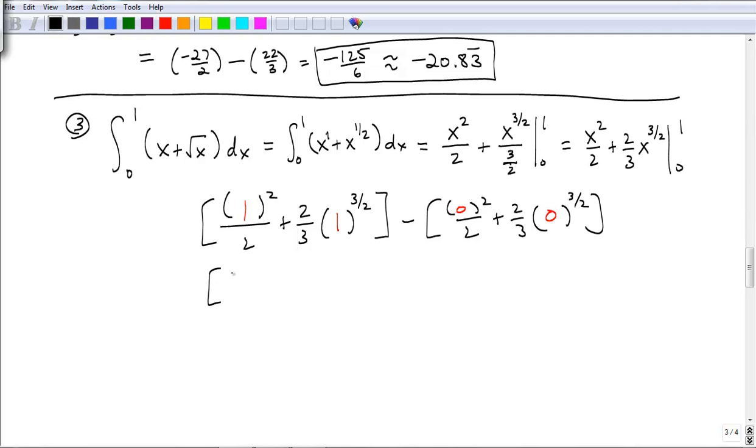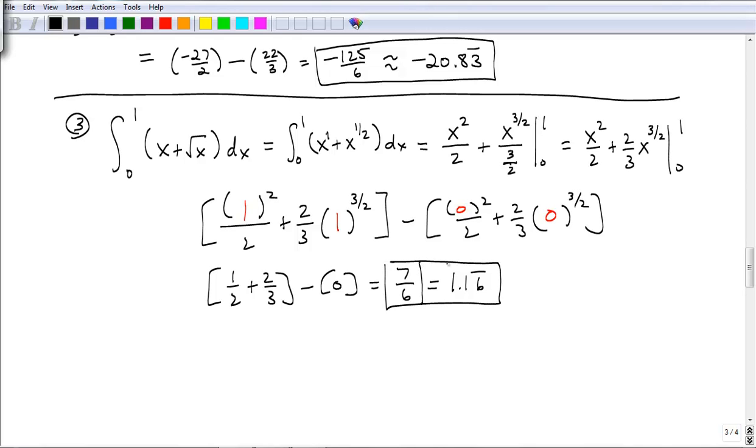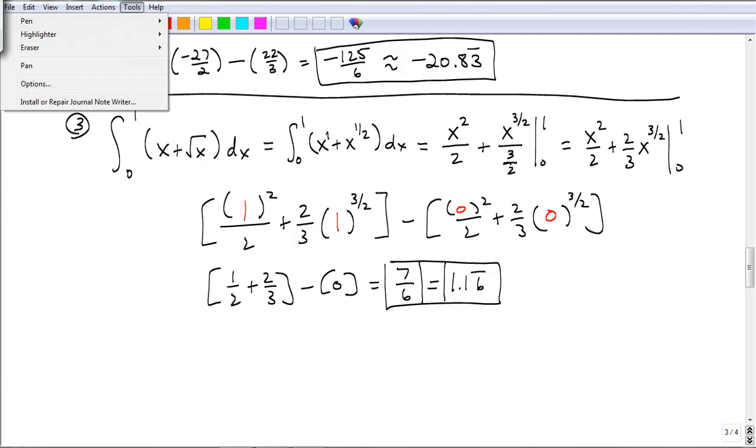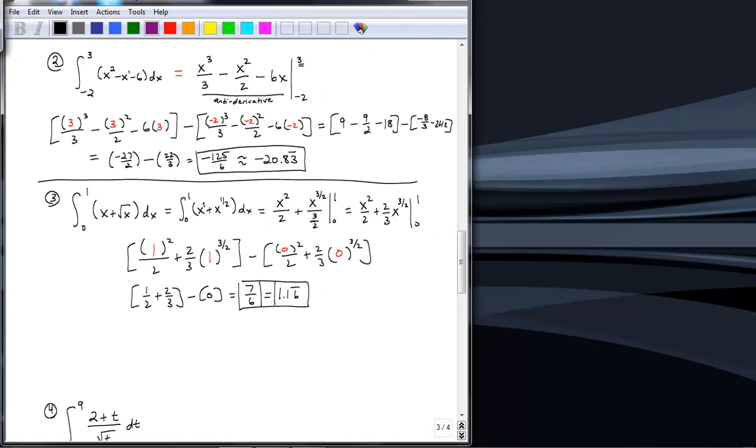Well, the first one gives me 1/2 plus 2/3, minus the second one, which gives me 0. So I type this into the calculator, 1/2 plus 2/3, or I could use my math skills. In either case, I get 7/6, which is 1.1 repeating 6. But either one of those will work. I'll take the fraction, or I'll take the decimal. It does not matter which way you write it. However, in reality, the fraction is usually the easier one to work with.